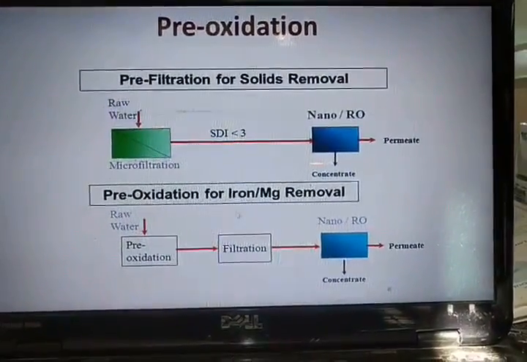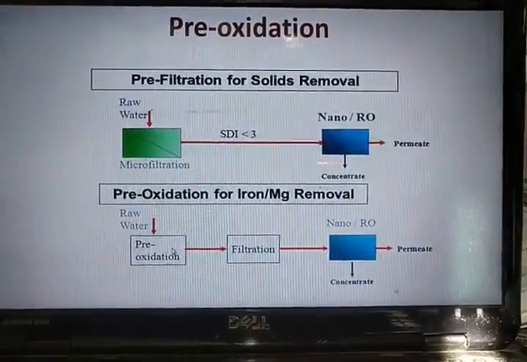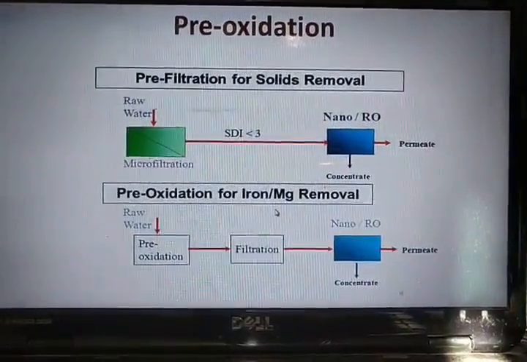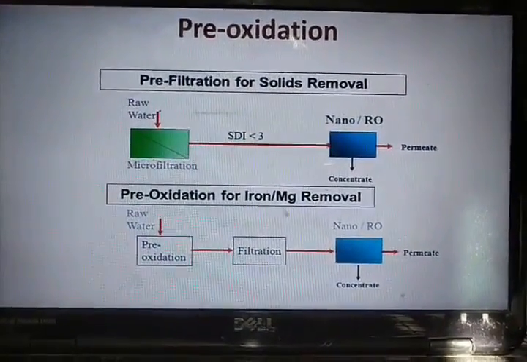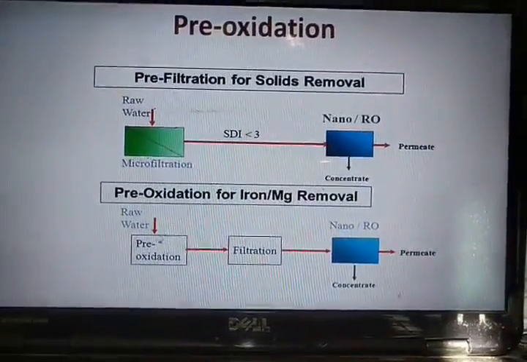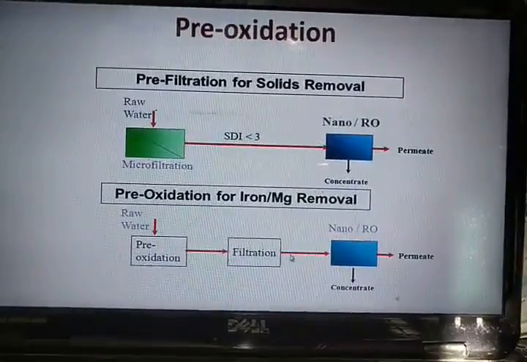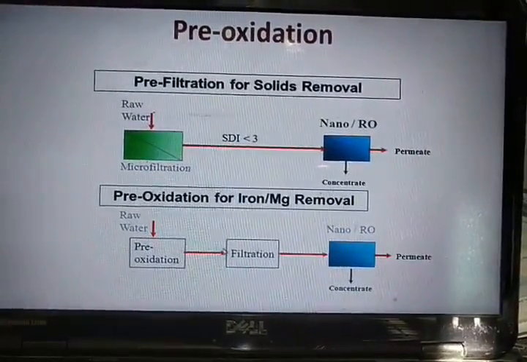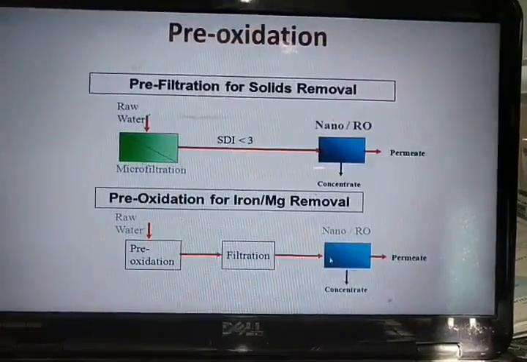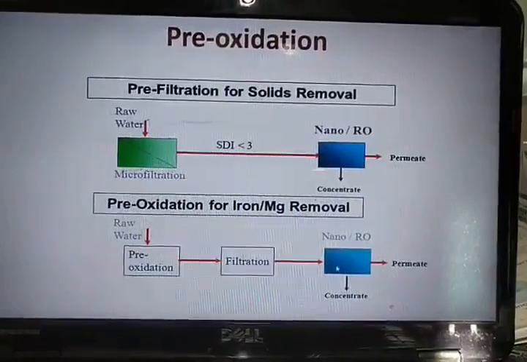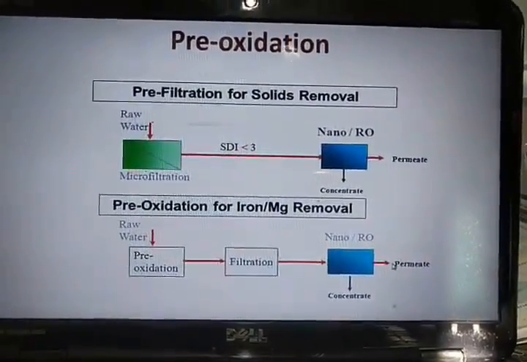And this is what the pre-oxidation means. That means we can use the pre-oxidation method for the removal of iron or manganese. Not only iron or manganese, it will also remove some of the biological impurities like I told you in the previous slide. And the filtered water from the pre-oxidation process can be used as an influent to the reverse osmosis or nanofiltration membrane, which comes out as a treated permeate.